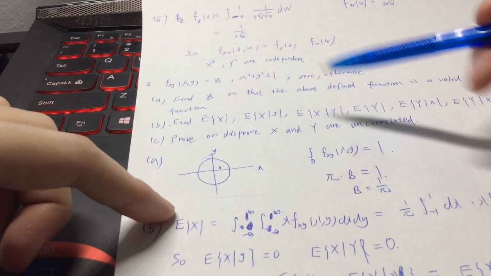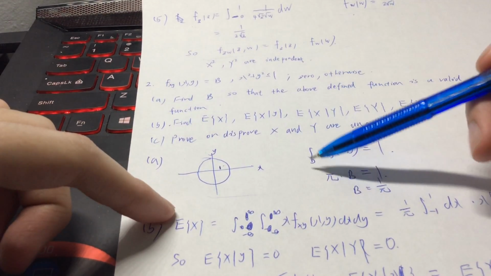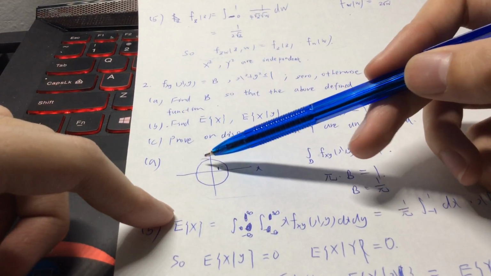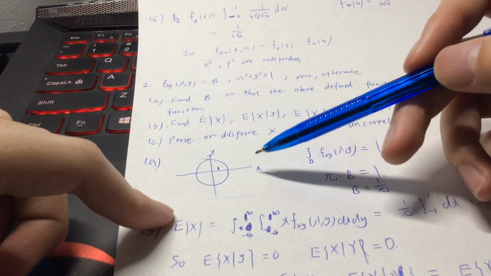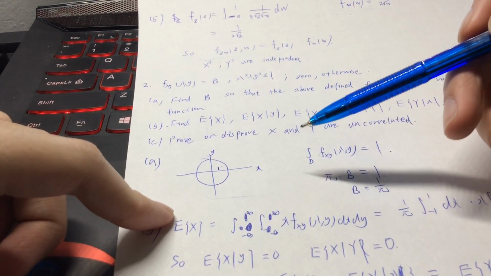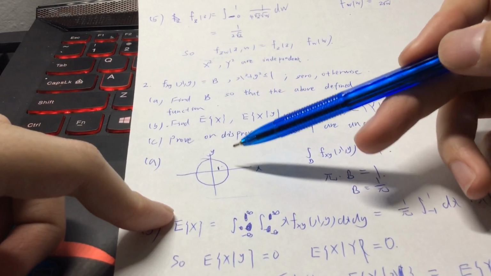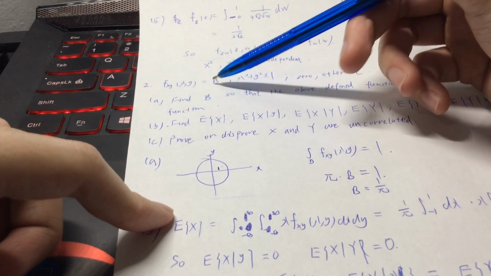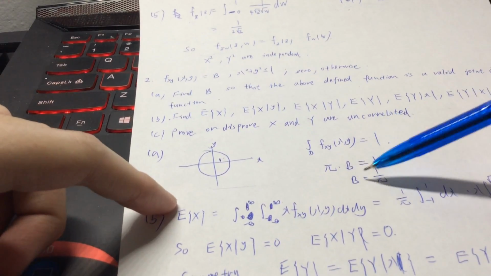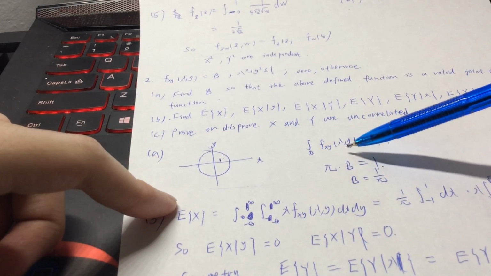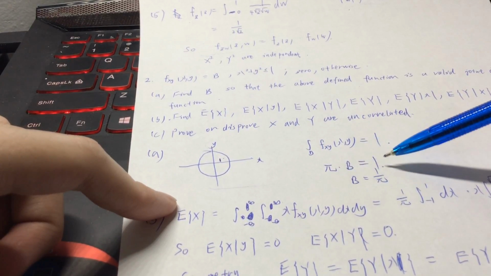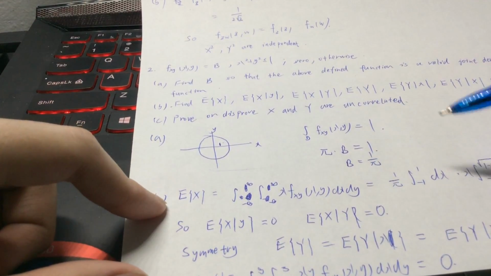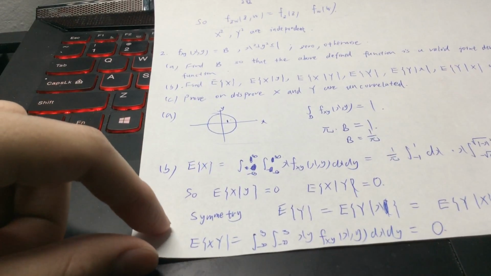So hence we can list this function. As we know, the area of this circle is pi times r squared, and r equals 1, so the area is pi. As we know that the density function is equal to b, it can be written as pi times b equals 1. So b is equal to 1 over pi. So this is the first part.